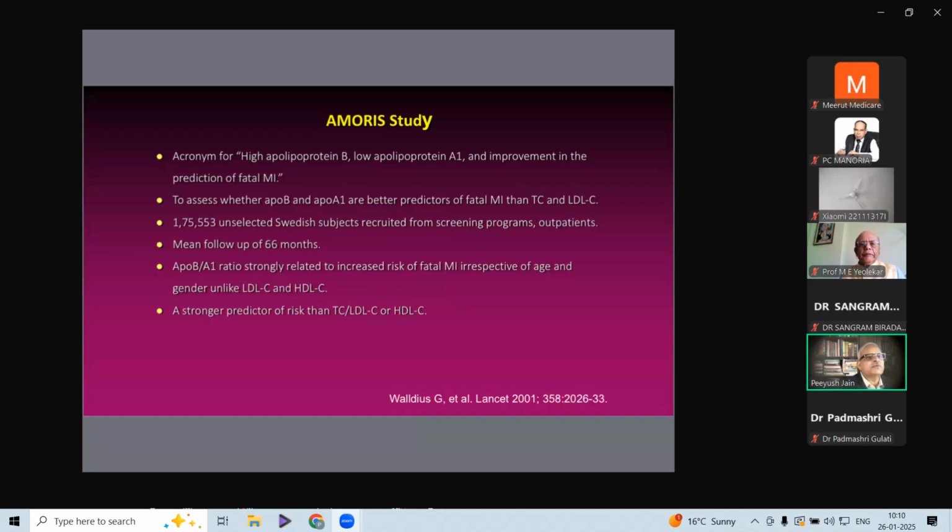Another large study from Sweden, called the AMORIS study, where patients had a high apolipoprotein B and low apolipoprotein A1 in the general population, found that it does lead to an improvement in the prediction of fatal myocardial infarction. The study was very large, around 1.75 lakh patients with a median follow-up of 66 months. What this study found was that ApoB is a stronger predictor of risk than total cholesterol to LDL-C ratio or HDL-C per se.